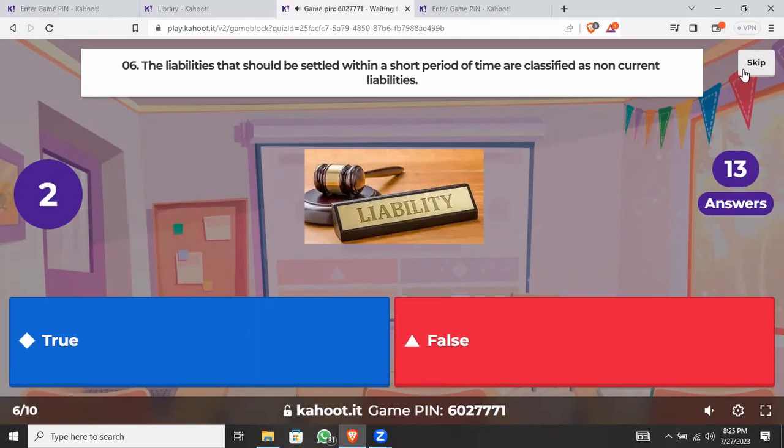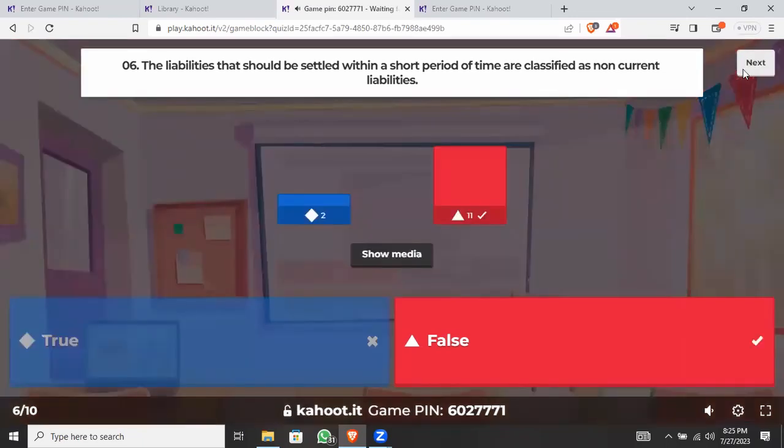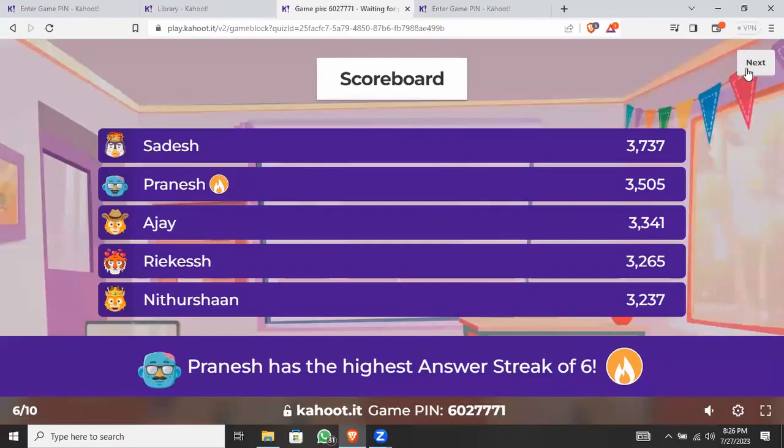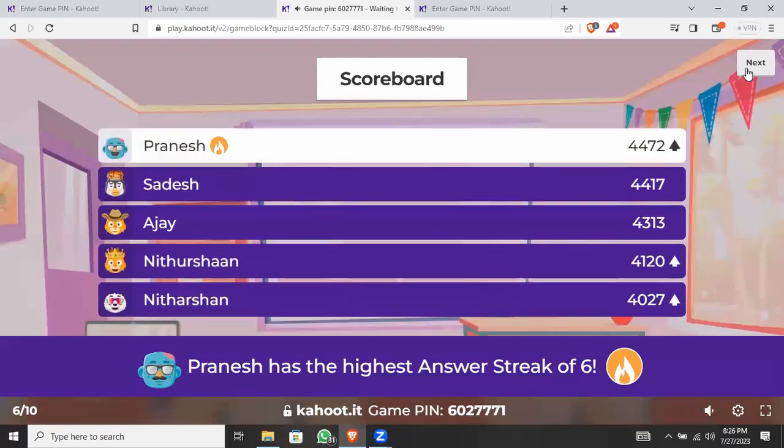Let's see the answer. Yes, the correct answer should be false. The liabilities that should be settled within a short period of time are classified as current liabilities, not as non-current liabilities. Non-current liabilities means the liabilities which can be settled after more than 1 year, right? So if they should be settled within less than 1 year, we have to consider them as current liabilities. So it should be false. Scoreboard, Pranesh got the first place.